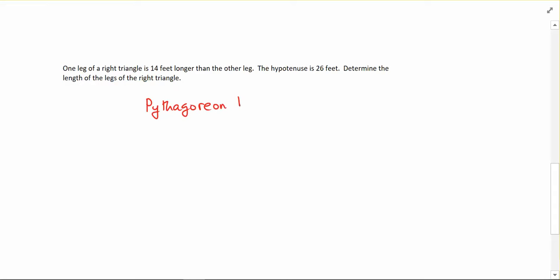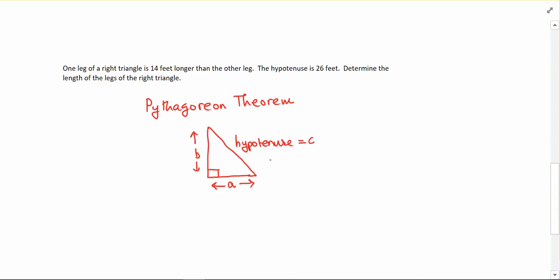Pythagorean theorem. The Pythagorean theorem applies to right triangles, meaning a triangle with a right angle. And what it says is if you have a side of length A and another side of length B, and the hypotenuse is C, and that's important, it's only the hypotenuse that can be C, then A squared plus B squared is equal to C squared.